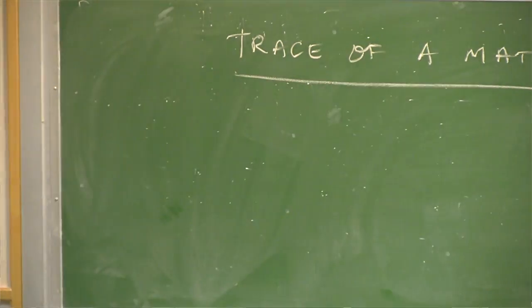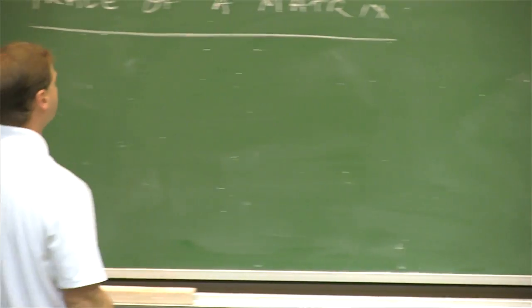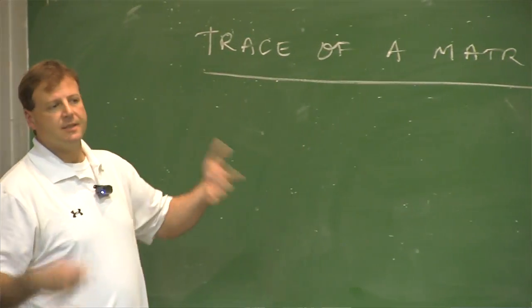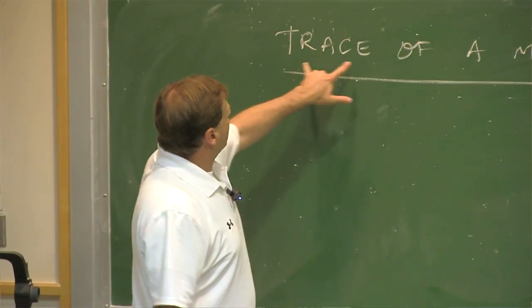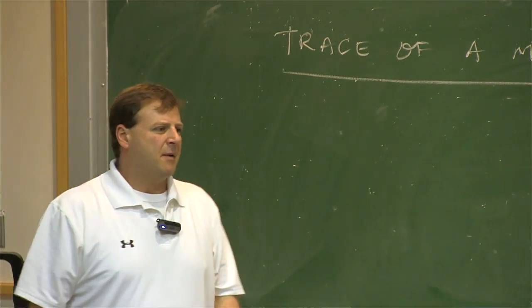The trace of a matrix. This is the last concept from section 8.4. This is an easy thing to compute, but if nobody tells you what it is, you have no idea what to do. So this trace here, this has a word. Think about what trace might mean.